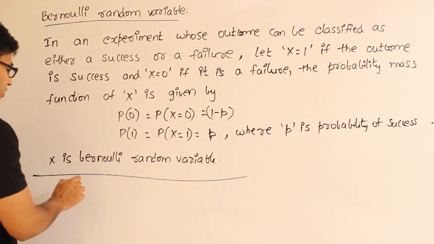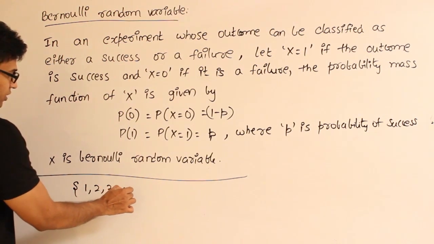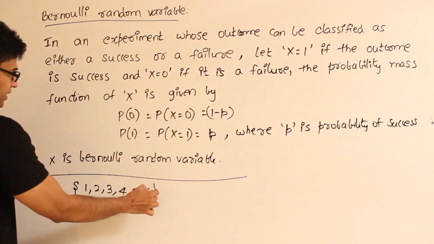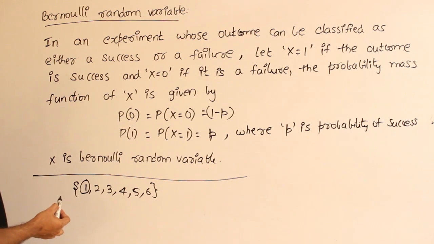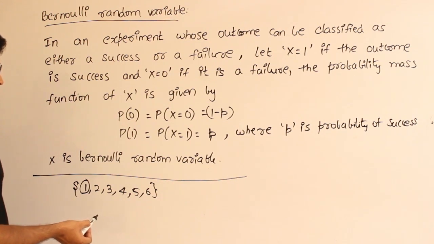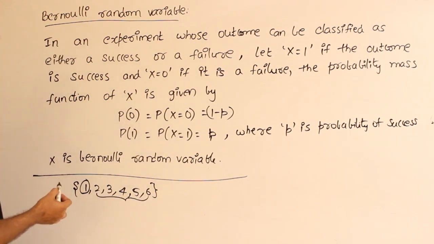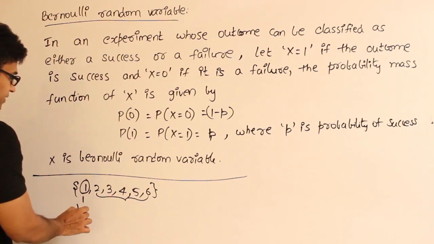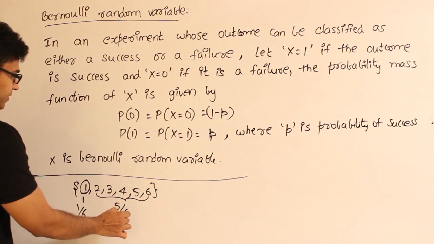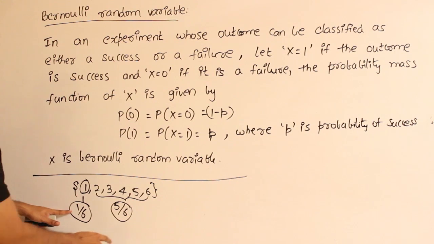Now you have picked a number. What is the sample space? The sample space is going to be 1, 2, 3, 4, 5, 6. Let us say you have picked number 1. What does it mean? If this number comes up on the dice, you get a success, and if any of the other numbers comes up, it is a failure. Then the probability of this event is 1 by 6 and the probability of all the remaining events is 5 by 6.